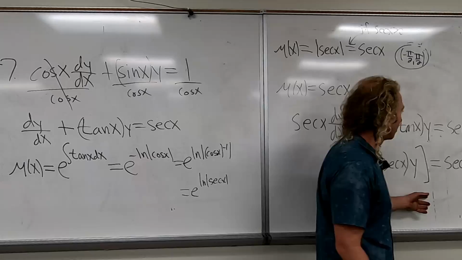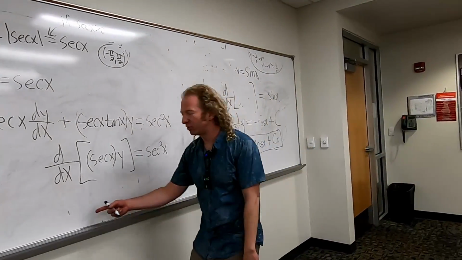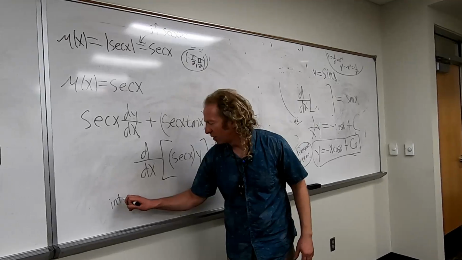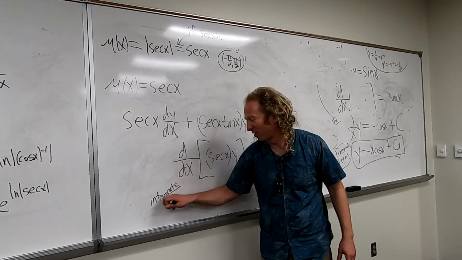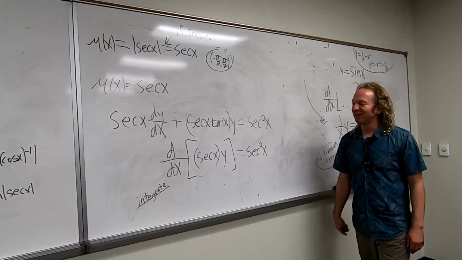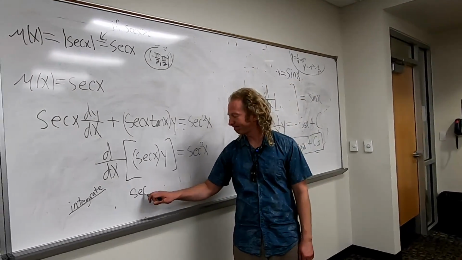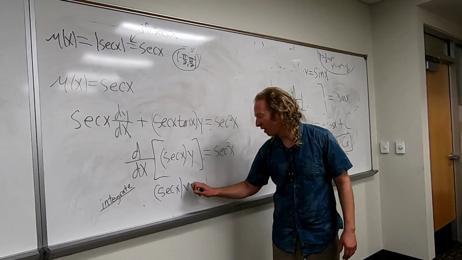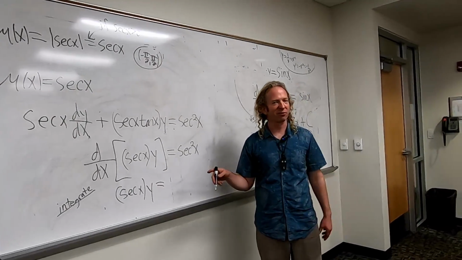But it was just like this one. What do we do next? What's the next step? What do we do to both? Integrate. Yeah, absolutely. Let's do it. So I'm just going to put the integral sign. This is secant x times y equals, when you integrate secant squared, it's kind of uncomfortable.